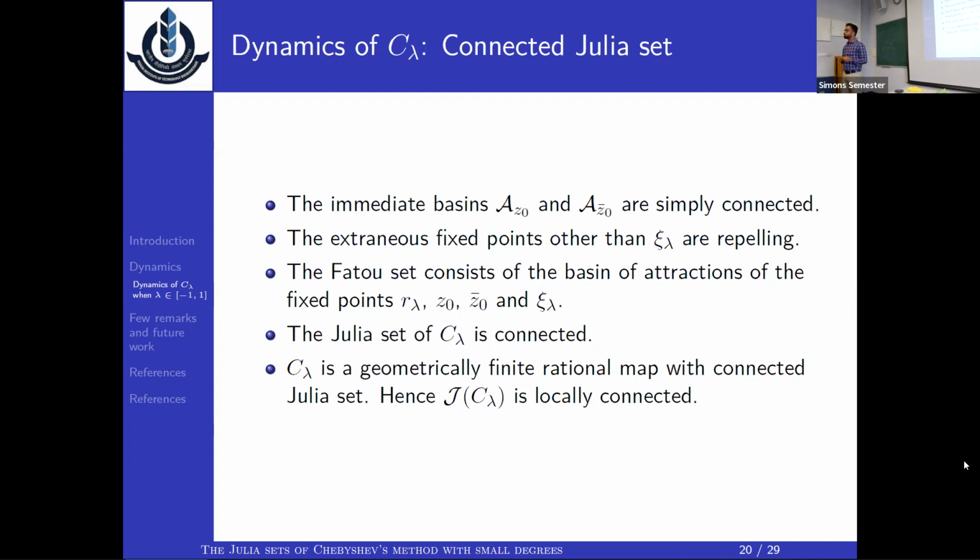Yes, ma'am. What is the intuition of why the Julia set is connected? So how do you do this, or just an idea?